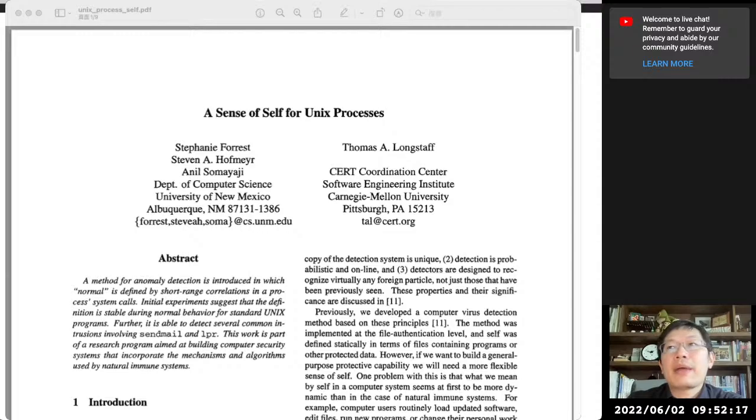Here is a paper called "A Sense of Self for Unix Processes." When your application is executed in your operating system, usually the process will try to communicate with the operating system by using system calls. That is a very specific term, system calls. When your process wants to communicate with the operating system, the process needs to issue a system call so that the operating system knows what to do.